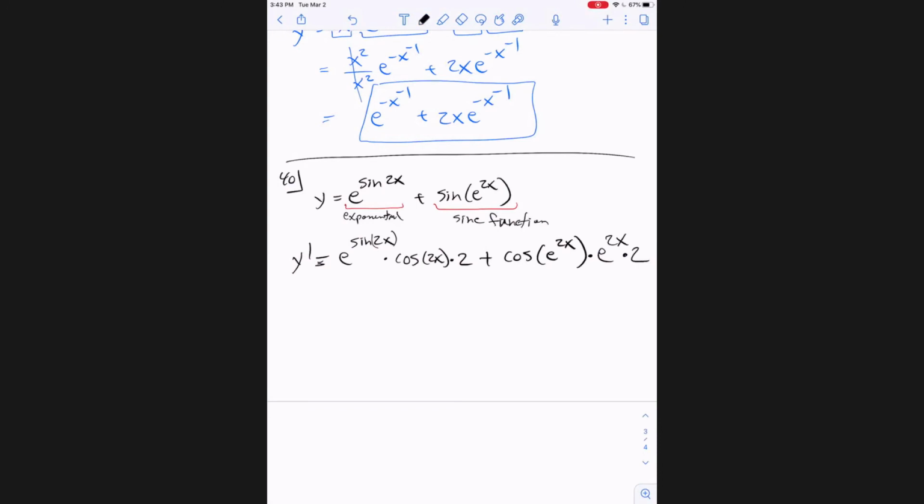Does that make sense? Any questions? Yeah, so if I wanted to take the derivative of e to the 2x, it would be itself times the derivative of the exponent, which is 2. So in this last part, the derivative of sine is cosine. The derivative of sine of u is cosine of u times the derivative of u. So in this case, the derivative of e to the 2x is e to the 2x times 2.